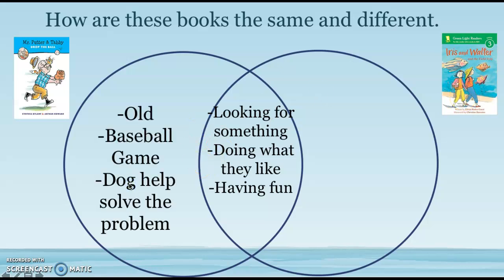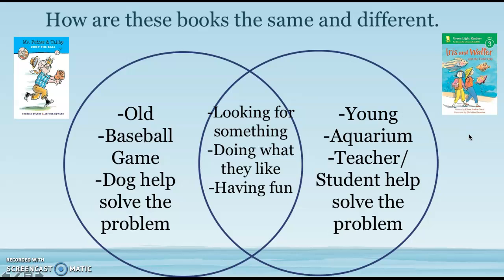In Mr. Putter and Tabby Drop the Ball, the characters were old or older. They were going to a baseball game. The dog helped solve the problem. For Iris and Walter, they were younger. They went to an aquarium. And in this story, the teacher and the student helped solve the problem.